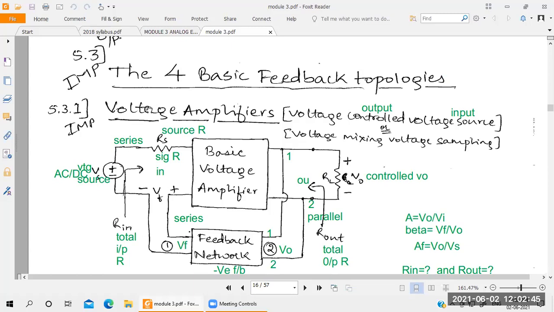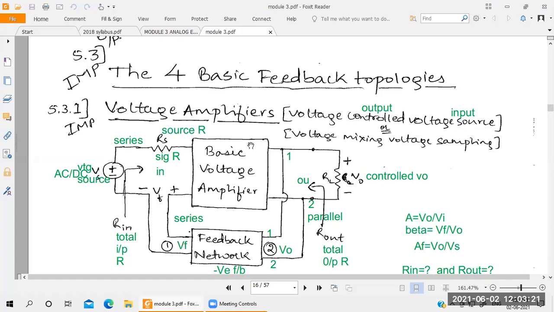First, take the voltage amplifier. We are going to amplify the output voltage. Voltage amplifier means what here? We are going to amplify the output voltage. There is one more name for the voltage amplifier: voltage controlled voltage source. Again, there is one more name here, voltage mixing voltage sampling. There are so many names for the voltage amplifier: voltage controlled voltage source, voltage mixing, voltage sampling.